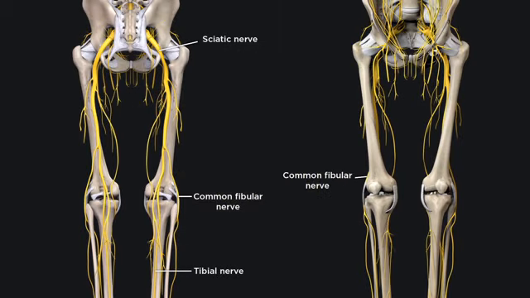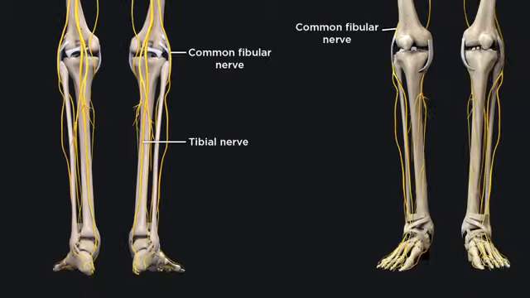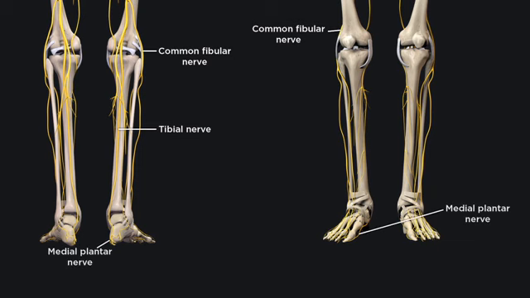Both the tibial and common fibular nerves contribute to supplying the skin on the posterior leg. In terms of motor supply, the tibial portion of the sciatic nerve supplies the bulk of the hamstring muscles of the posterior compartment of the thigh and all muscles in the posterior compartment of the leg. As we'll see, the tibial nerve splits at the ankle to create the medial and lateral plantar nerves, which together supply all muscles and skin of the sole of the foot.